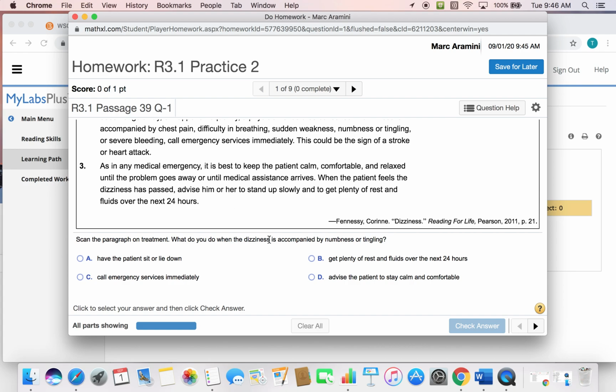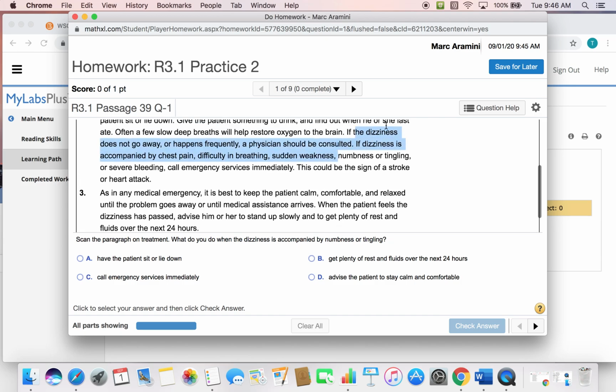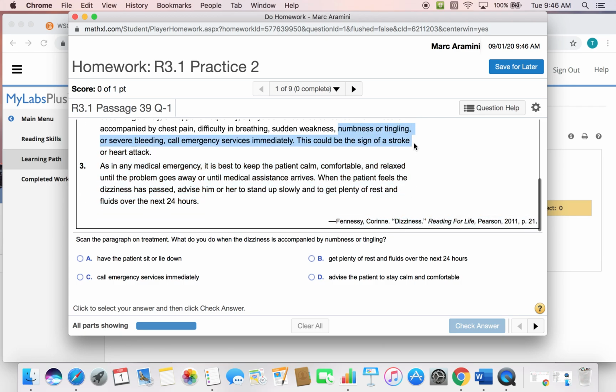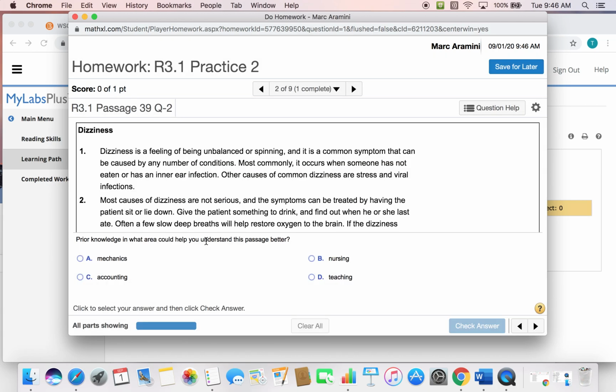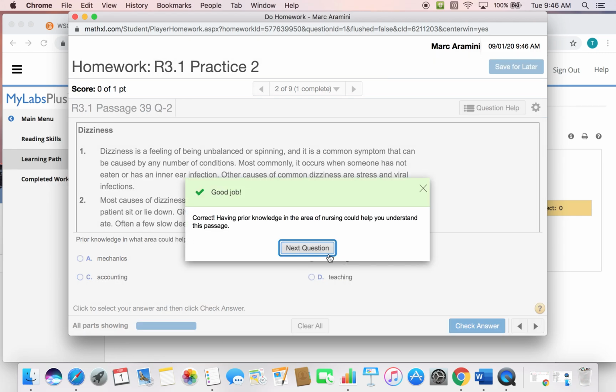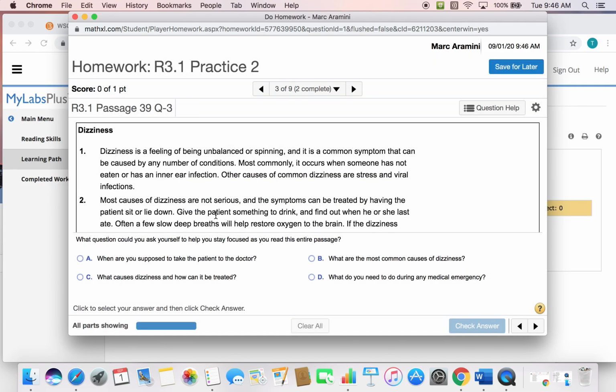What do you do when the dizziness is accompanied by numbness or tingling? I find that up here. Numbness or tingling, call emergency services immediately. Okay, so just from scanning it, I was able to get that answer. Prior knowledge in what area could help you understand this passage better? I'm going to say mechanics, accounting, and teaching have nothing to do with dizziness, even though sometimes I do feel dizzy. Nursing, right? Nursing there. Okay, good. What question could you ask yourself to help you stay focused as you read this entire passage?